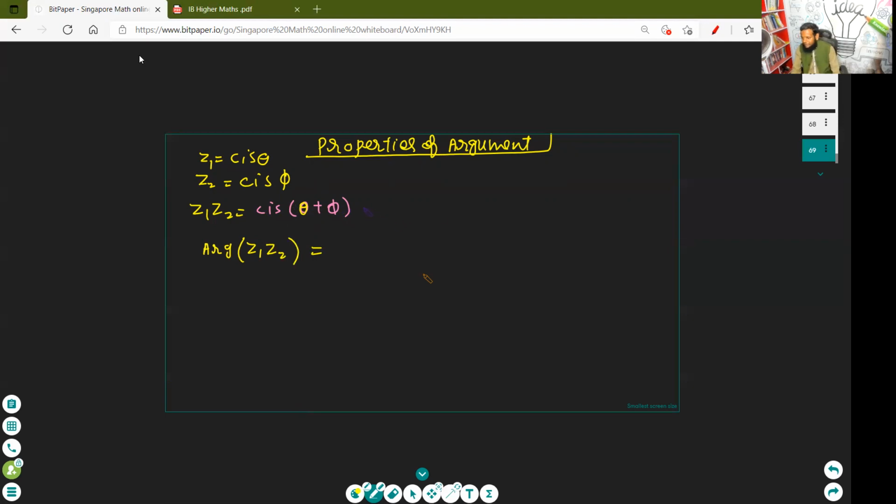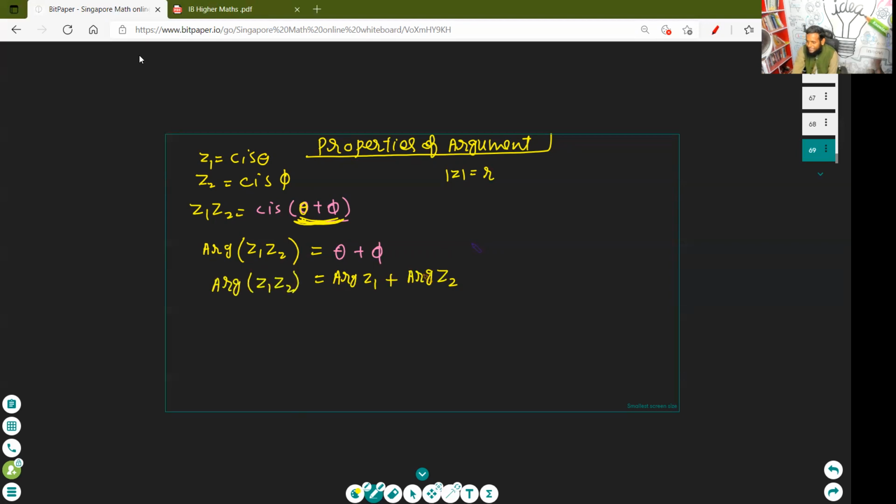I have to expand this and change it into Cartesian form. No. Argument means angle. This one is the argument, you know? Modulus is the value of r. R is modulus. Theta plus... what is theta? Theta is argument of z1. What is phi? Phi is argument of z2. Clear? This is the same formula.